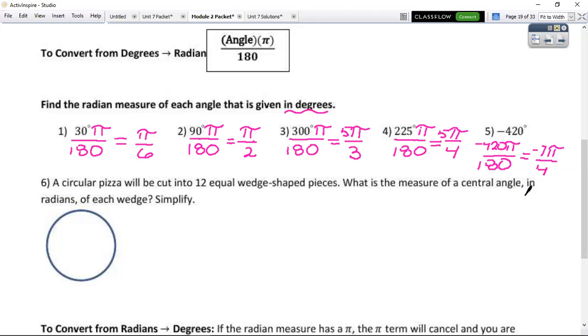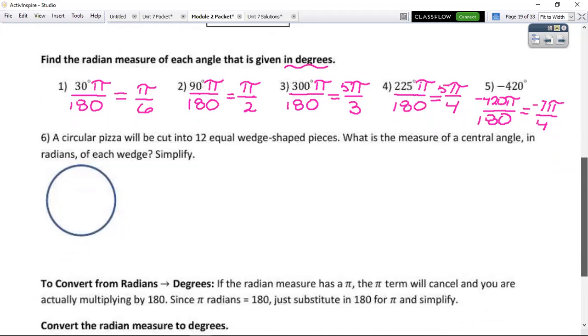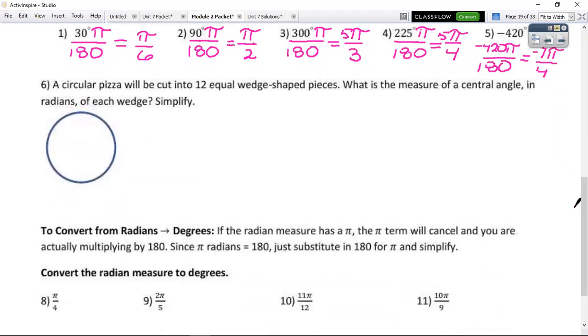So number 6, it says a circular pizza is cut into 12 equal wedge-shaped pieces. What is the measure of a central angle in radians of each wedge? Okay, what does this pizza add up to if it's circular? Good. So 360, and they're going to be real good about cutting this into 12 equal pieces. So this would be equal to 30 degrees for each piece. And then I'm going to convert it into radians. So I can do 30 times pi divided by 180, and then I'm going to reduce this. And I get, excellent, pi over 6.